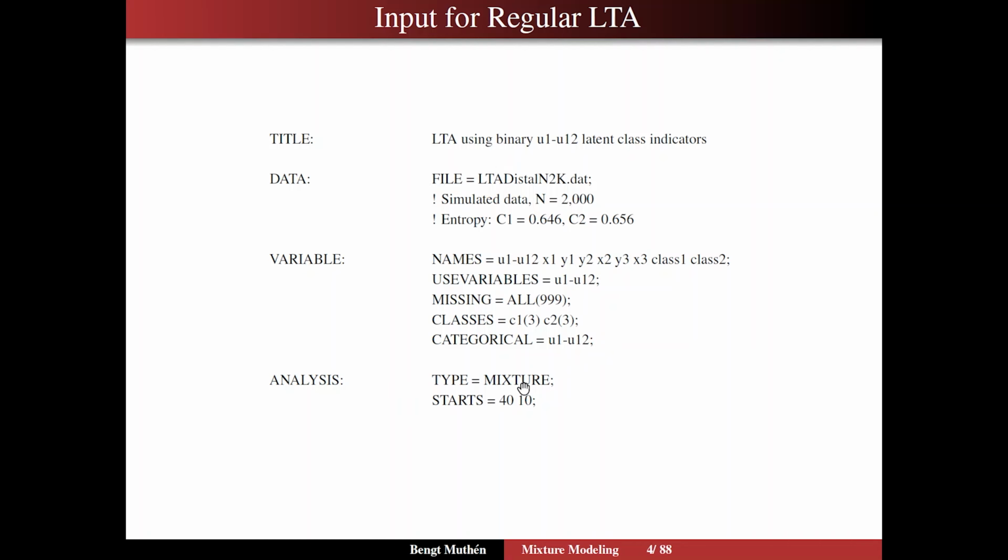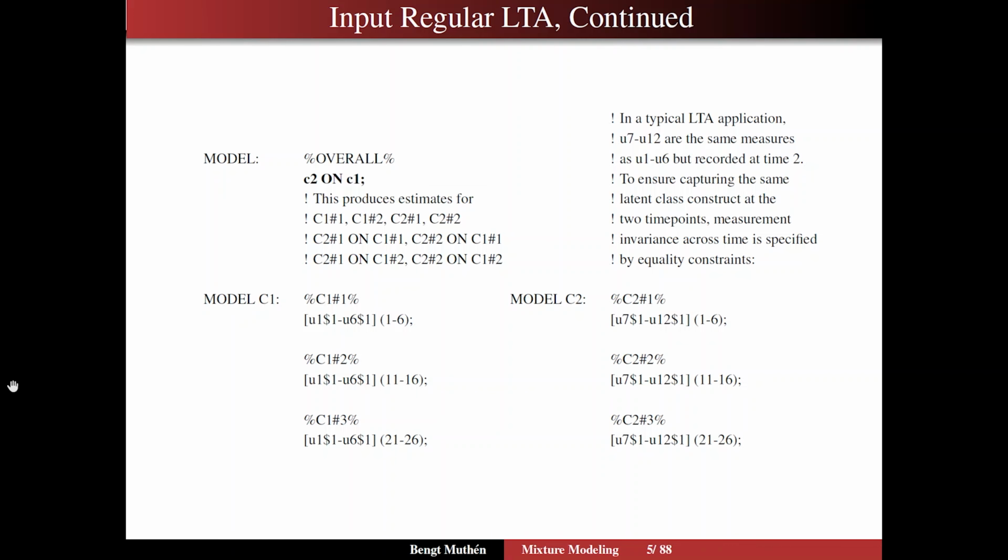And we do mixture modeling with a moderate level of starts, 40 initial and 10 final analysis based on these perturbed random starting values. With LTA, you may want to, in general, increase that, maybe double it to 80-20. Slide 5 shows the input for regular latent transition analysis modeling part.